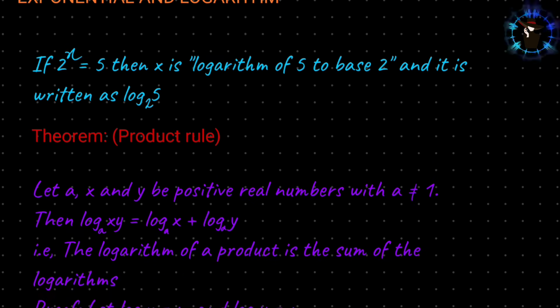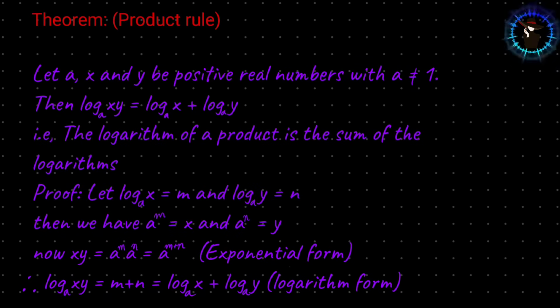So the first theorem we have is the product rule. So what does this rule say? Just as in the previous thing in the exponential, when we have multiplication, we need to add those things. We have seen this in the previous video. Just check it out if you don't understand.